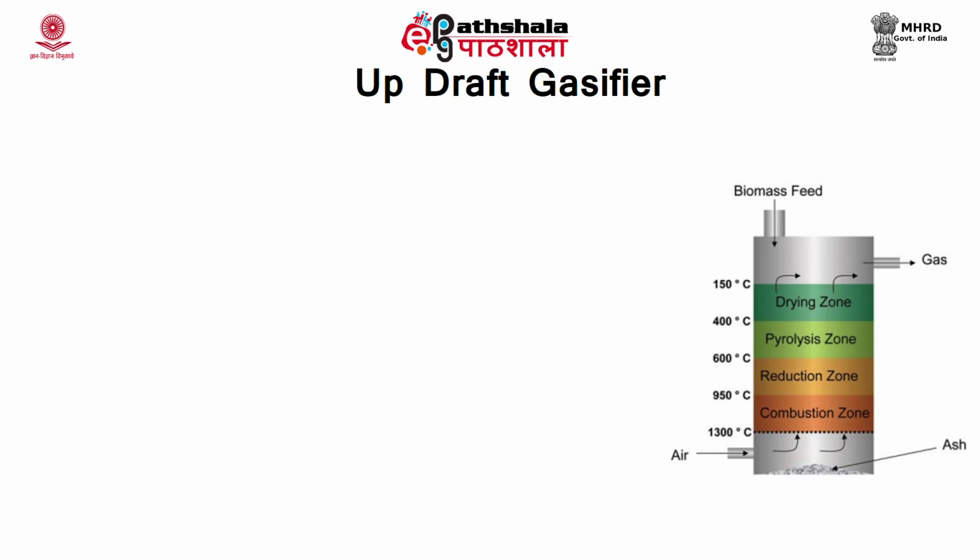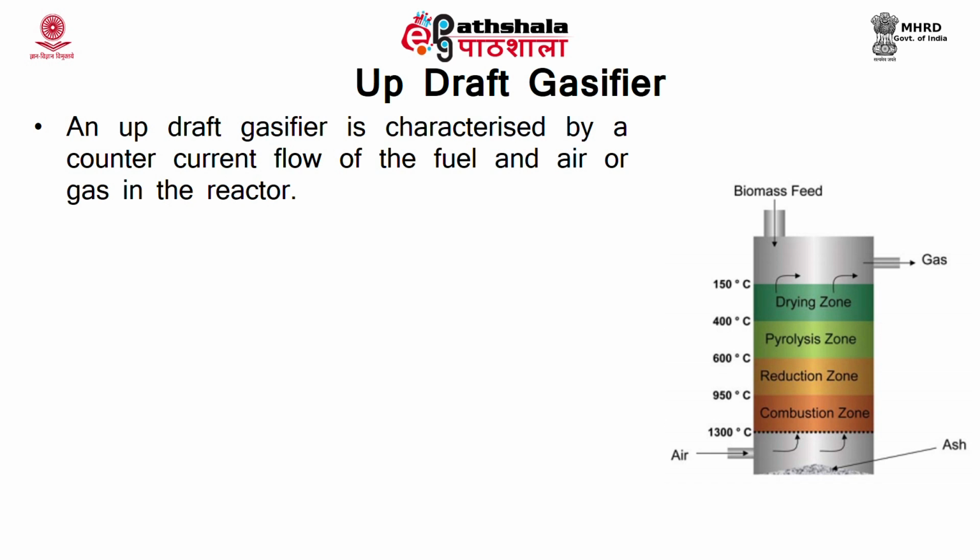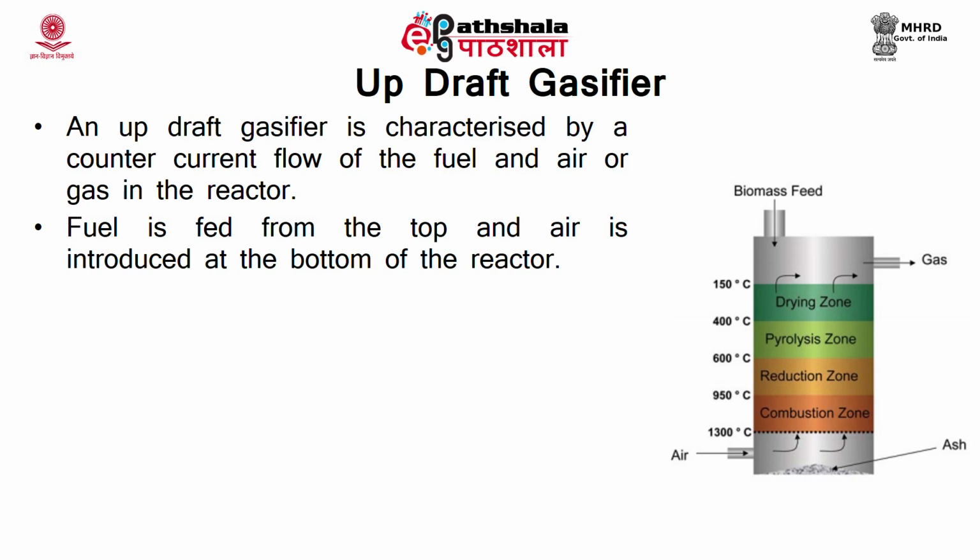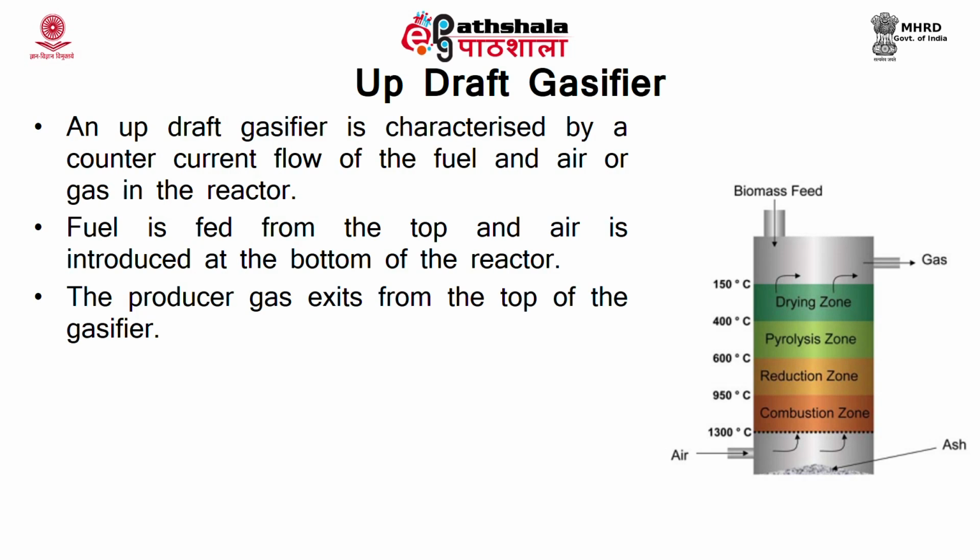Let us see the updraft gasifier. An updraft gasifier is characterized by a counter current flow of the fuel and air or gas in the reactor. That is, fuel is fed from the top and air is introduced at the bottom of the reactor. The producer gas exits from the top of the gasifier. You can see in this figure, the biomass is fed from the top, air is from the bottom, while the producer gas is exiting or releasing out from the top portion.